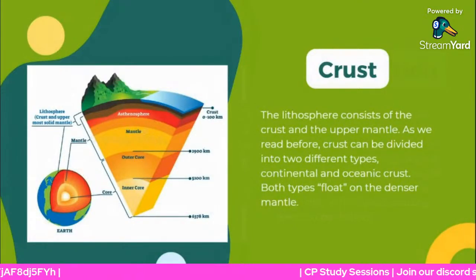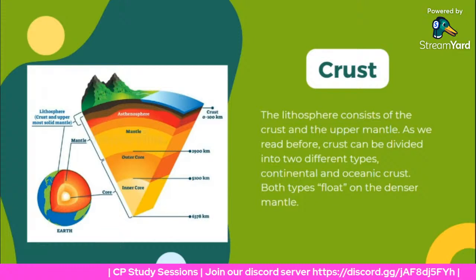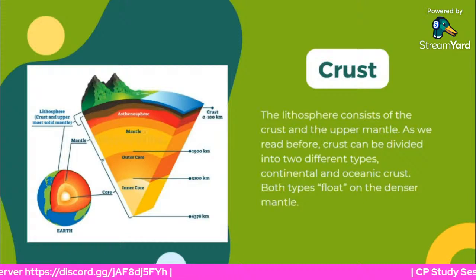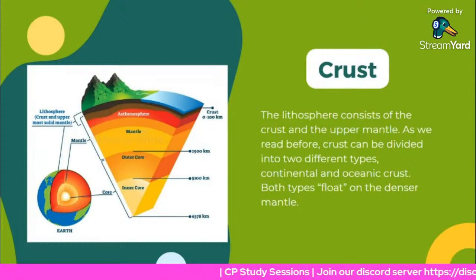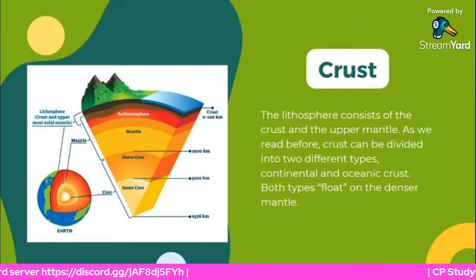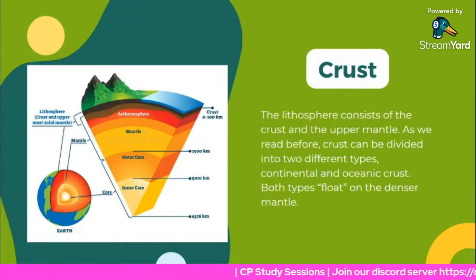Crust. The lithosphere consists of the crust and the upper mantle. As we read before, crust can be divided into two different types, continental and oceanic crust. Both types float on the denser mantle. Continental crust is about 25 to 90 kilometers or 15 to 55 miles thick and divided into tectonic plates. These plates move slowly, just a few centimeters each year, over the more fluid mantle. The tectonic plates make up distinct regions of the Earth's surface, such as continents.